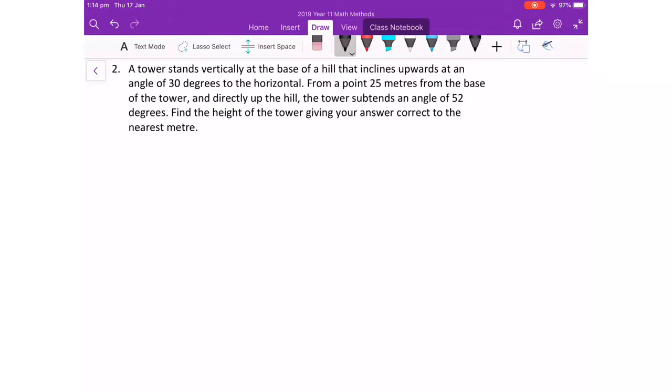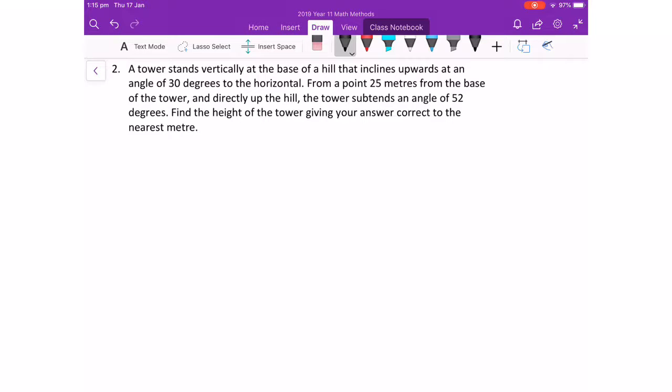All right, this is the one that I said was a bit wordy. So let's read through it together very slowly, see if we can figure it out. So, a tower stands vertically at the base of a hill that inclines upwards at an angle of 30 degrees to the horizontal. From a point 25 meters from the base of the tower and directly up the hill, this tower subtends an angle of 52 degrees. Find the height of the tower, giving your answer correct to the nearest meter.